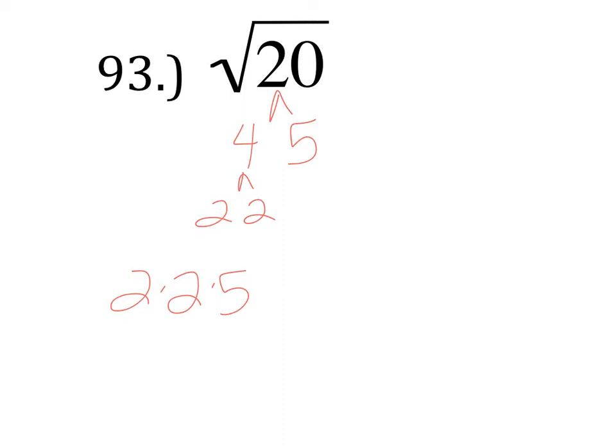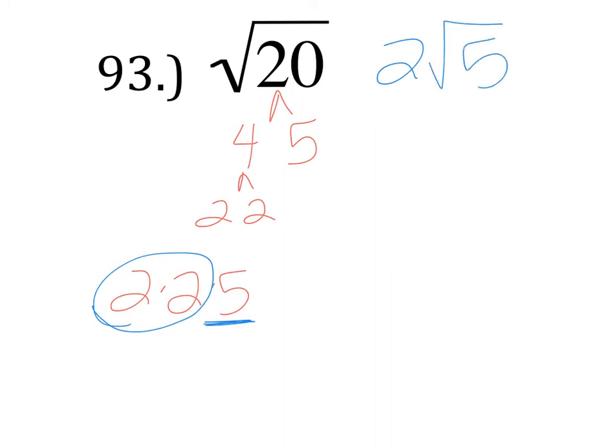Because this is a square root, we are looking to see what appears twice. So I'm going to circle my pairs. I have a 2 that appears twice, and I have a 5 that is left over. So we would write the square root of 20 as 2 square root of 5. The number that makes the pair goes out front, so not 4, just the 2, and whatever is left over stays inside the radical sign. So 2 square root of 5.